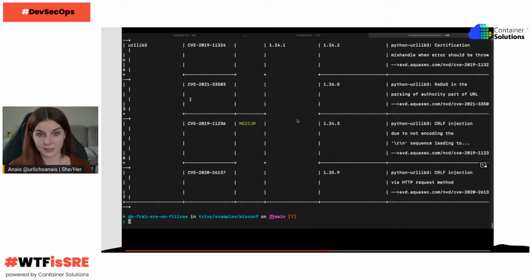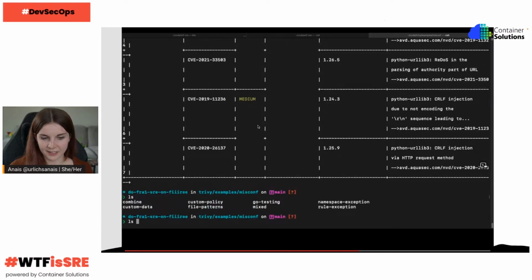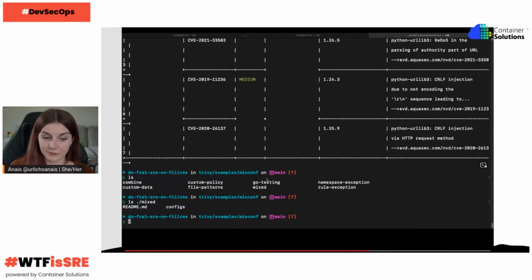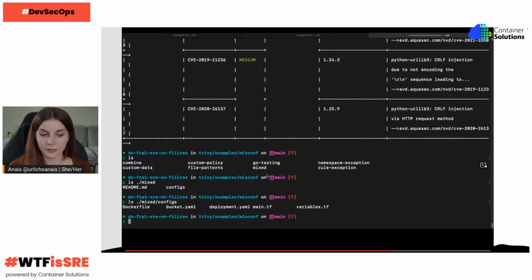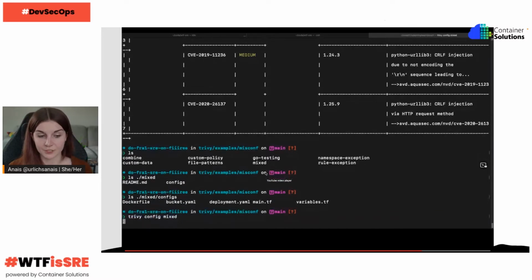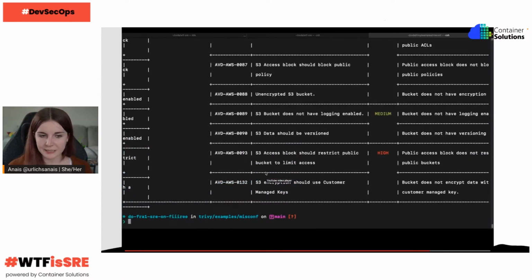Then we can scan GitHub repositories for vulnerabilities. Here I have an example repository, and within that example repository, I have files with different infrastructure as code configurations. That includes YAML manifests as part of my deployment, Terraform files, and a Dockerfile. And Trivy can scan all of them, checking them for vulnerabilities as well.